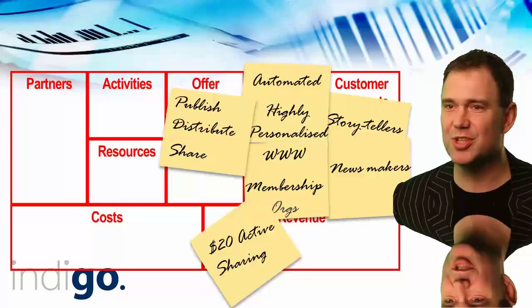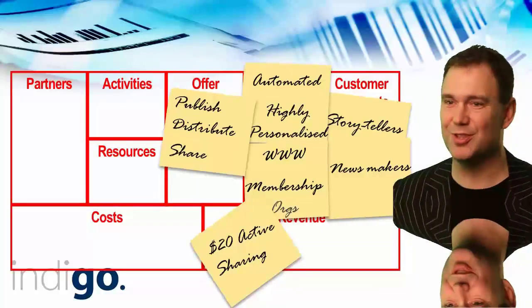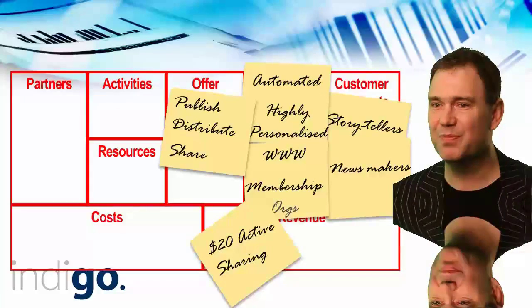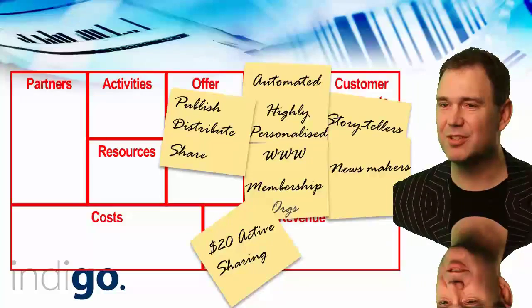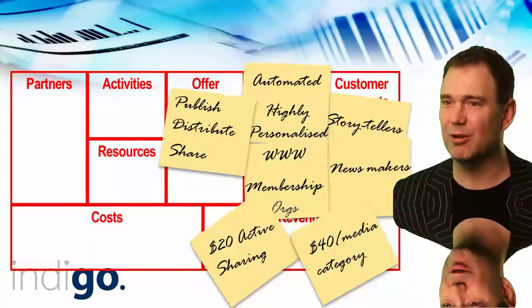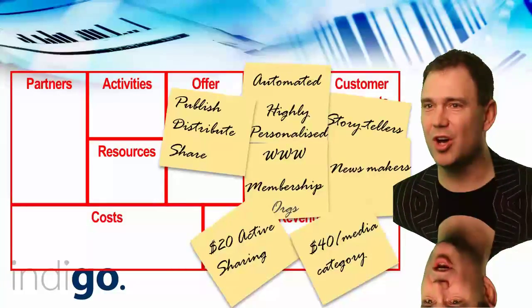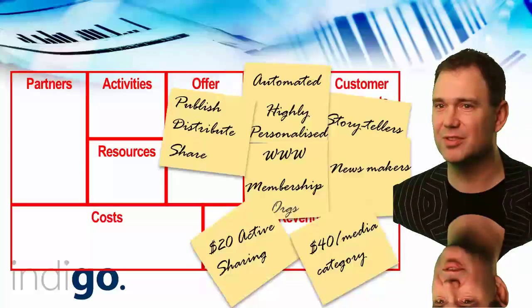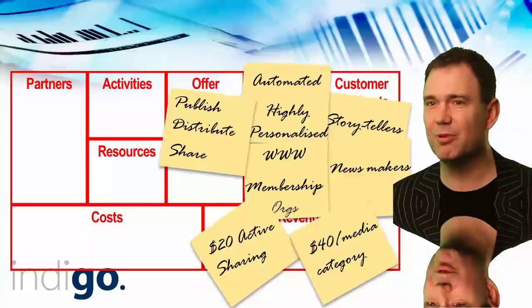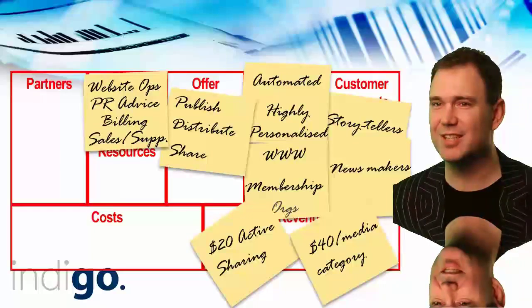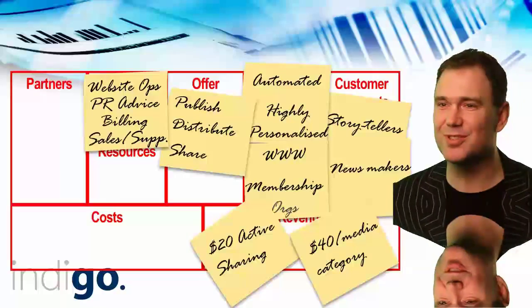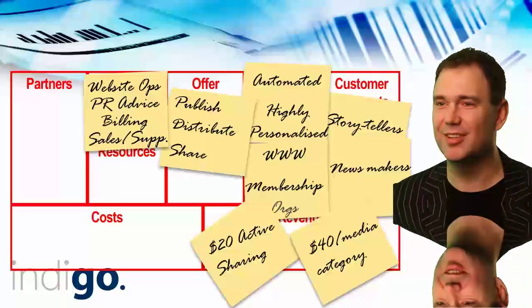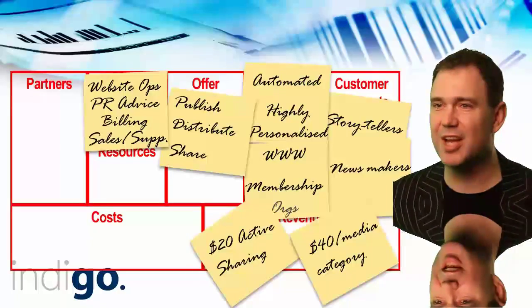And then there's the revenue that's generated. Many of Newsmaker's services are free, but some of them, for instance, active sharing of your news attracts a fee of $20 per press release, or $40 per media category for each press release if you want the highly personalised value-added service. And then there's the operations required to provide these services, the activities. For instance, website operations. The highly personalised services require PR advice. And of course, billing and sales and support.